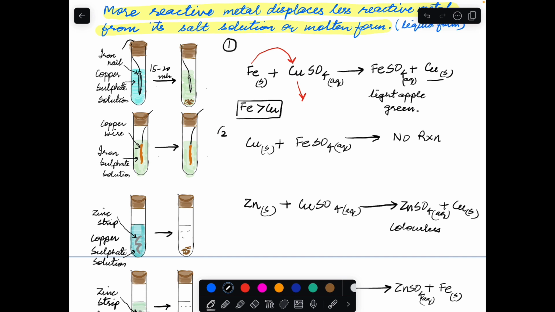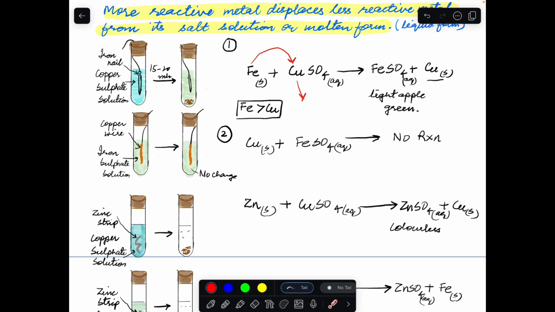Now the second reaction. In the second reaction, we have taken iron sulfate solution, that is apple green color solution, and here we have a copper wire. Okay, and we keep this assembly again for 15 to 20 minutes. What we observe is there is no change. No change. Medium remains as such. That means we are not having any reaction in this case.